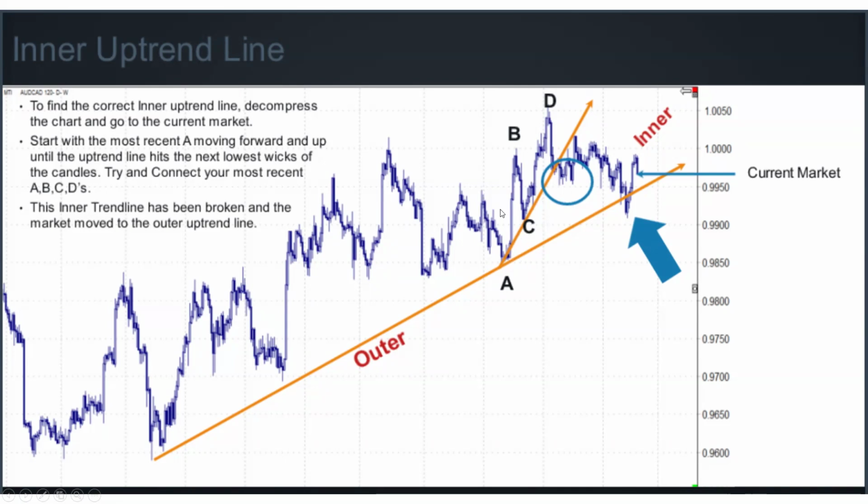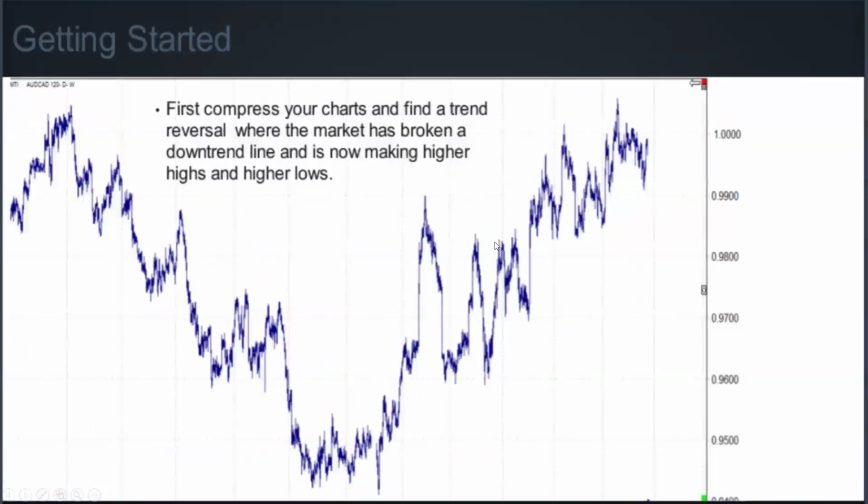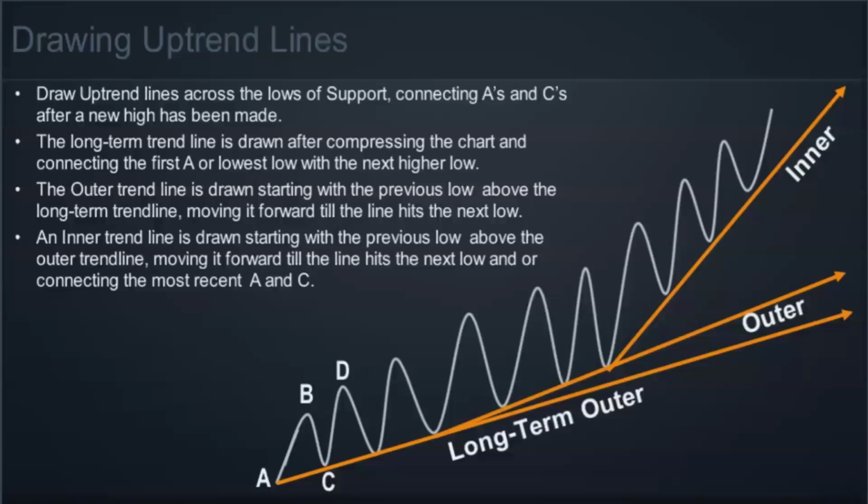So in this case, let's go back to our main picture. If the market breaks this inner trend line, the market will move to the outer trend line. If the market breaks the outer trend line, the market will move to the long-term trend line. And usually, every trend line break majorly creates a reversal in the market.